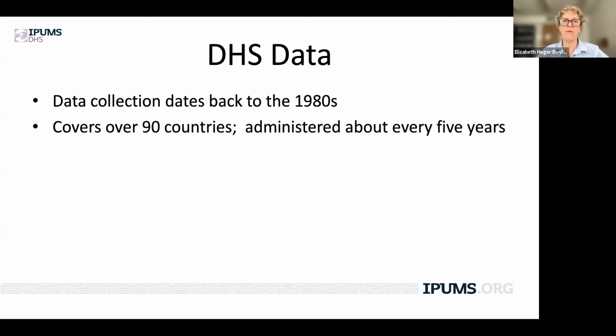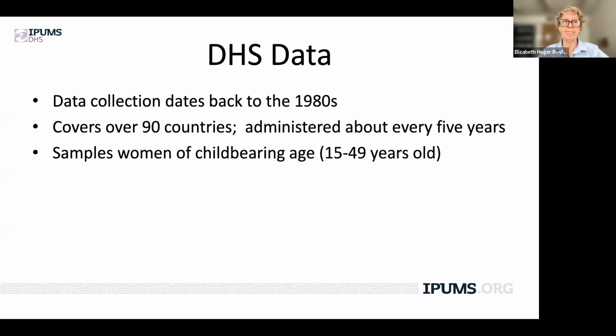Now, IPUMS DHS doesn't have all of the surveys yet. We've focused on Africa and South Asia, so we have about 41 countries, and eventually, actually in the next year, we're going to be going global and picking up all regions of the world. DHS data initially focused only on samples of women of childbearing age. Since then, they've expanded their samples to include children under 5, men and couples. But the calendar data still focuses primarily on women of childbearing age.